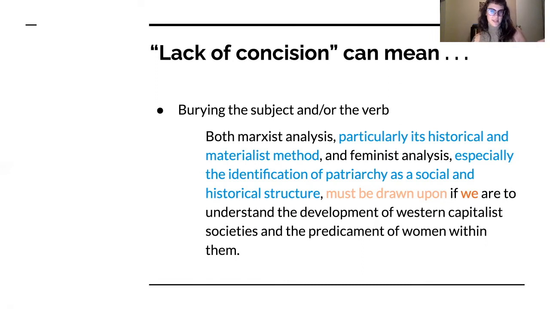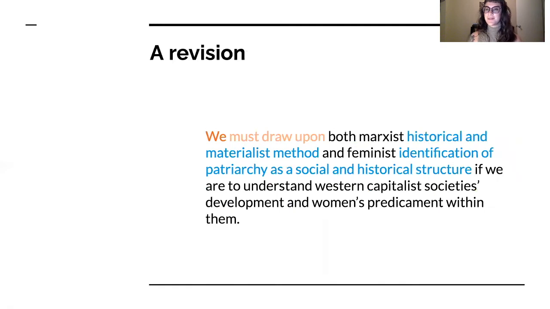So how do you revise this? The most direct way to put it is really just move the subject and the verb earlier. One way to revise this sentence would be to take that subject of we, the authors, the scholars, and must draw upon, our main verb from the previous sentence, and follow a similar kind of structure as they did originally. We must draw upon both Marxist historical and materialist method and feminist identification of patriarchy as a social and historical structure if we are to understand Western capitalist society's development and women's predicament within them. So that's one way to revise this sentence.